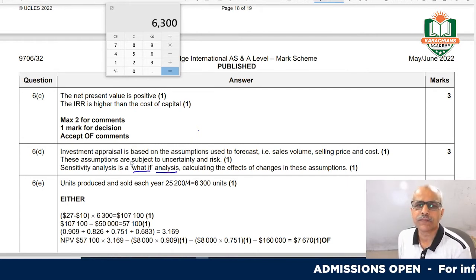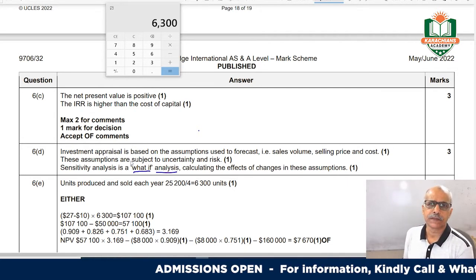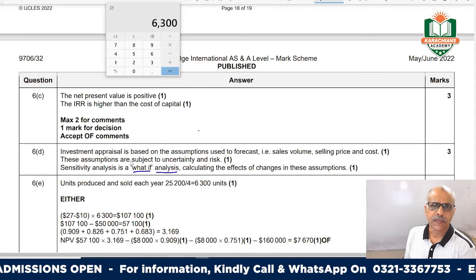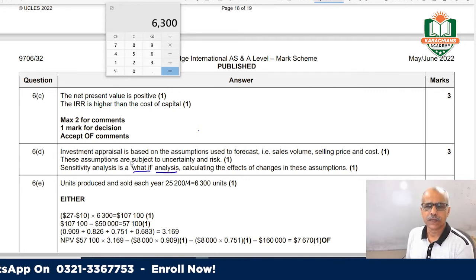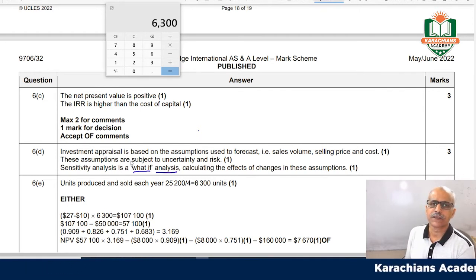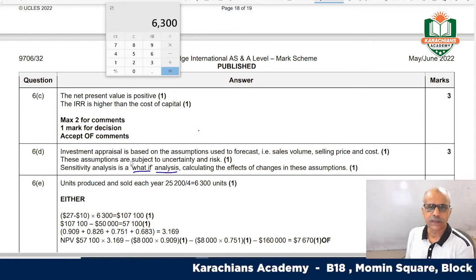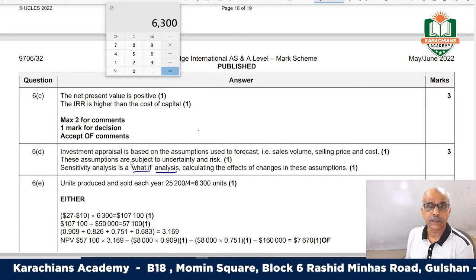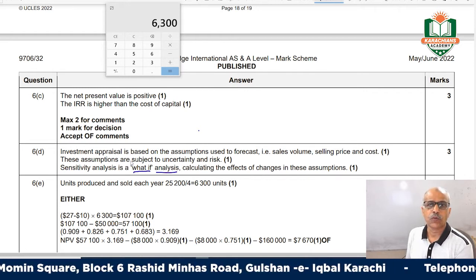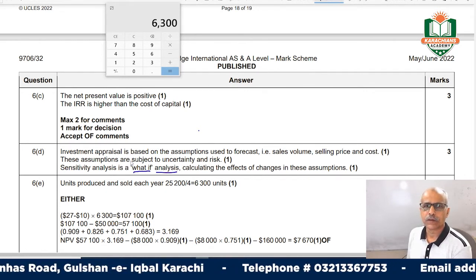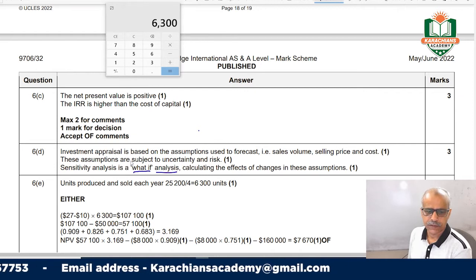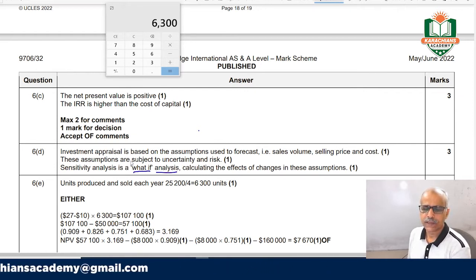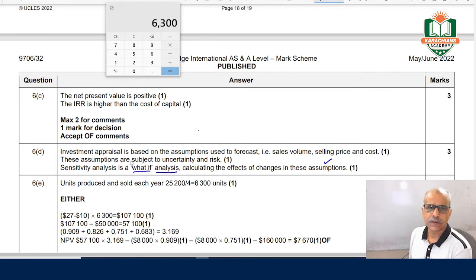Actually we analyze what will happen if this happens: if prices reduce, if prices increase, if costs increase, if international prices get reduced, if the economy does not perform well, and inflation increases. So all these factors, the what if situation is first devised, and then we do the profit planning or the financial planning based on them. So that is called sensitivity analysis, which is basically a what if analysis, calculating the effects of changes in these assumptions, right? So this is quite clear.